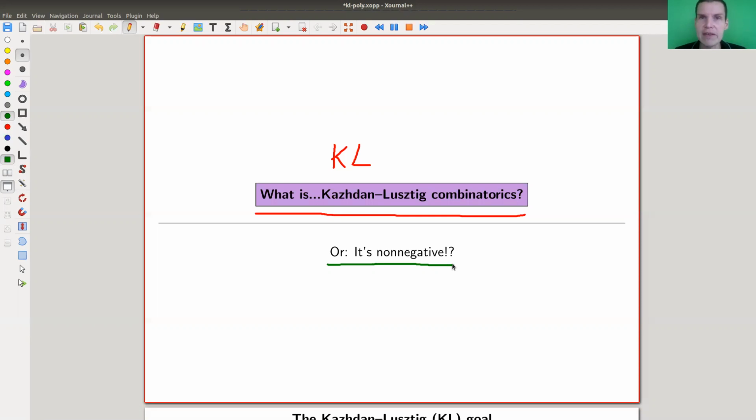And whenever you see non-negative numbers, you should think, ooh, we are counting something. I'm going into some details at the end of the video, but non-negative numbers, so positive integers, means we are counting something. Well, 5 counts 5 apples or 5 whatevers. We'll see actually what those Kazhdan-Lusztig combinatorics counts, and it's very amazing.